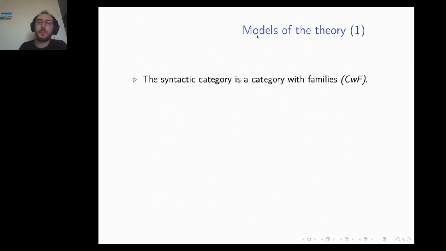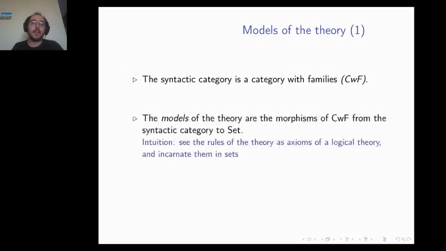And here I'll define the models in a way that might seem a bit strange at first, because it's not the usual way we define models. So I'll just remind you that the syntactic category is endowed with a structure of CWF. And if you don't really know what that is, just think of CWFs, they really are the same. I will define the models of the theory to be the morphisms of CWF from my syntactic category to Set.